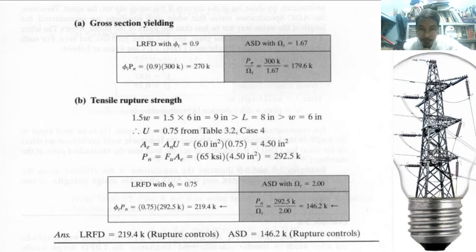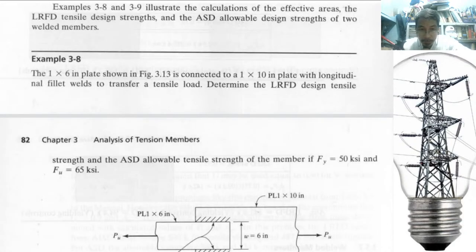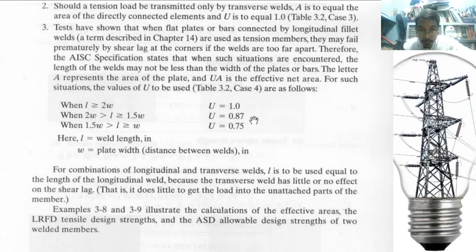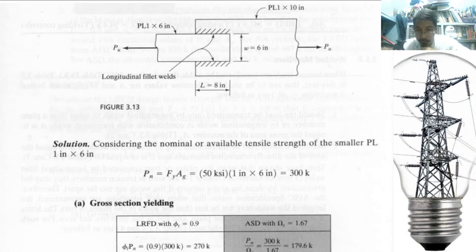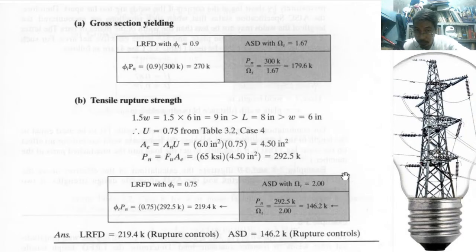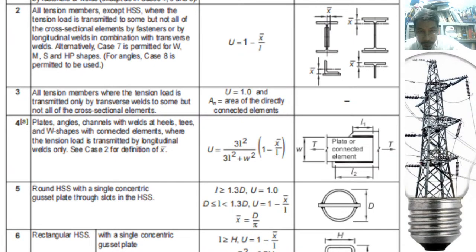Therefore, we are in this case here, and U is equal to 0.75. Then let's go to the table to verify. That table must be case number 4. Look at case number 4 in the table, and compute this one.